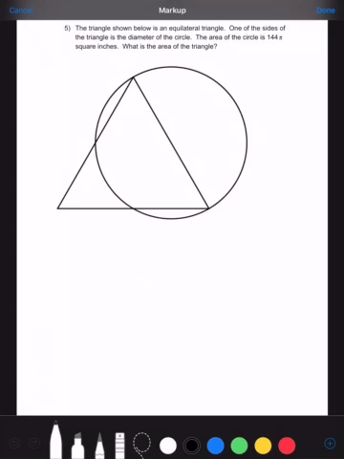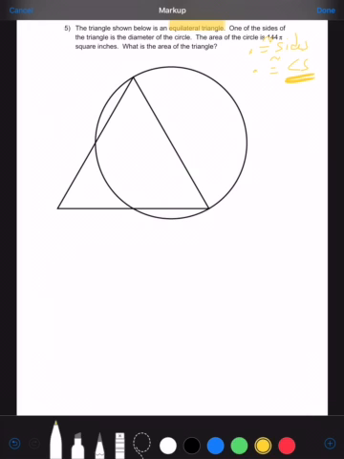So the triangle shown below is an equilateral triangle. What does that mean? What does it mean that it is an equilateral triangle? Do you remember? Okay, so let's see. We have congruent sides, but we also have congruent angles. Yes, all the angles are 60. Very good.